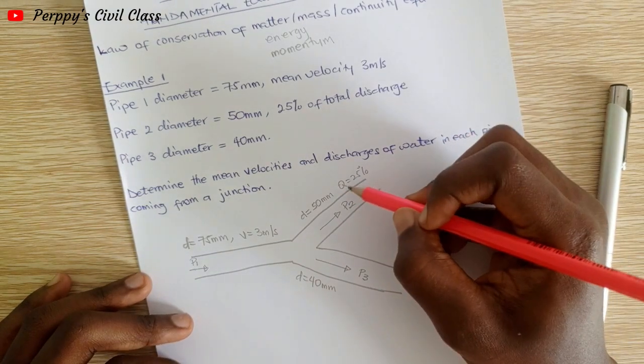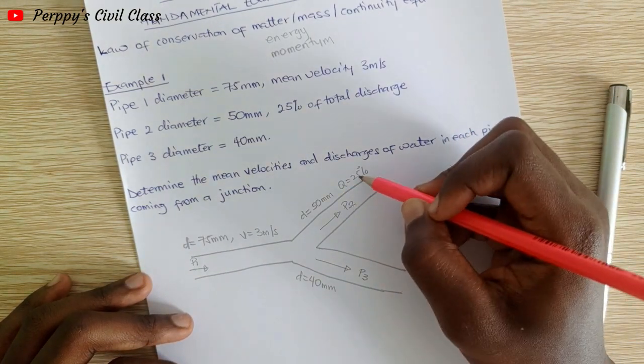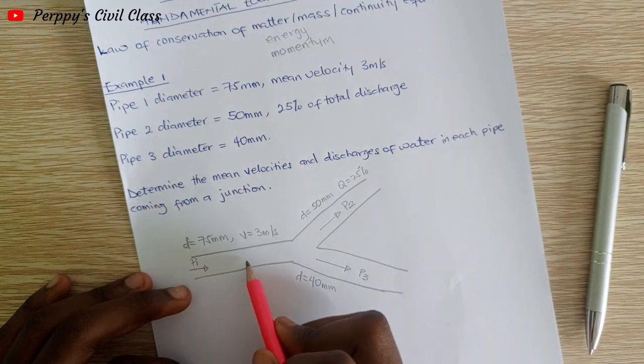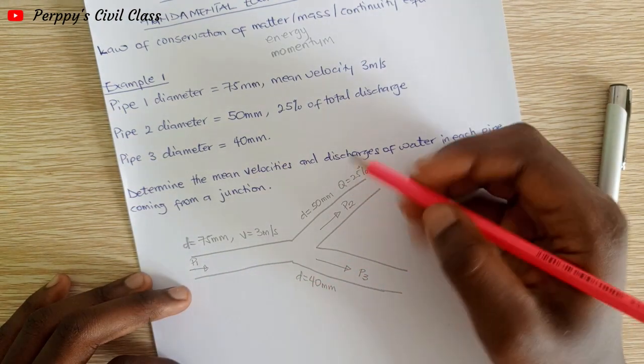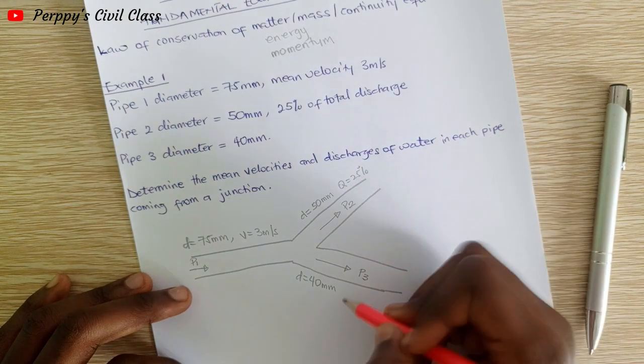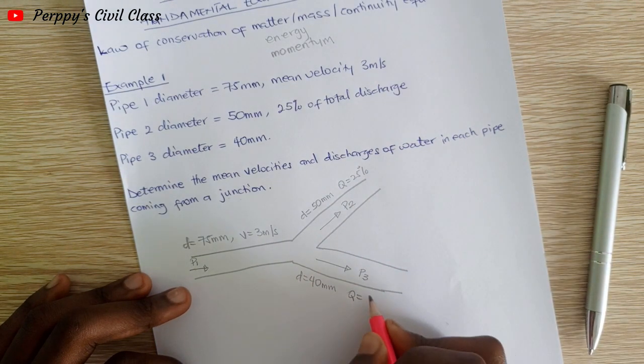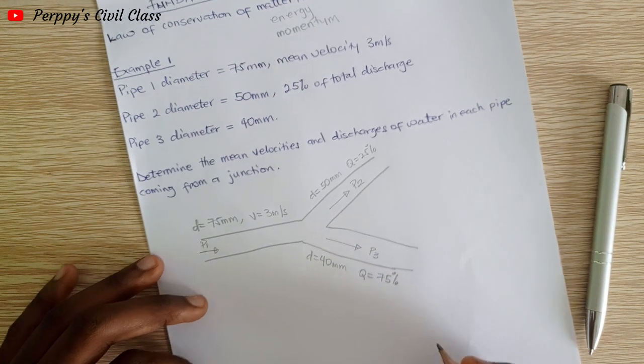If the total discharge is 100% and pipe 2 is having 25% of it, then pipe 3 is having the remaining percent, that is 75%.